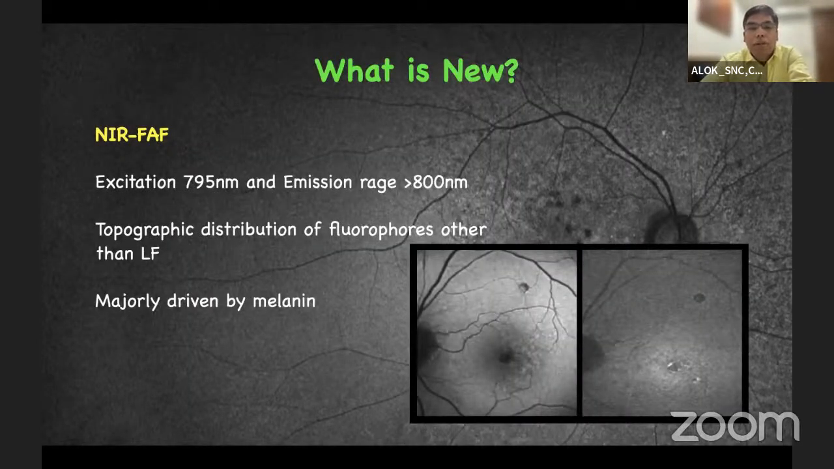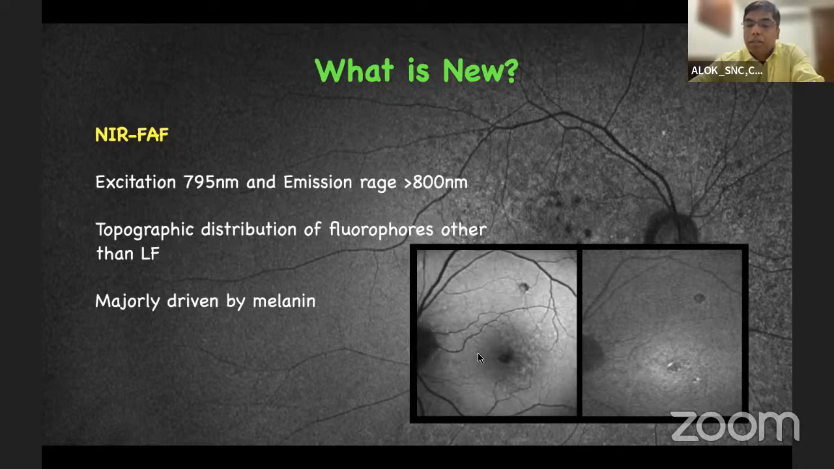Now, what's new in fundus autofluorescence? The new thing is near infrared fundus autofluorescence. Here you use an excitation photon of 795 nanometer, while the emission range is more than 800 nanometers. The fluorophore which is stimulated with this is not lipofuscin but melanin, and hence it helps to identify topographic distributions of melanin. And you can see the difference between the right and the left image.